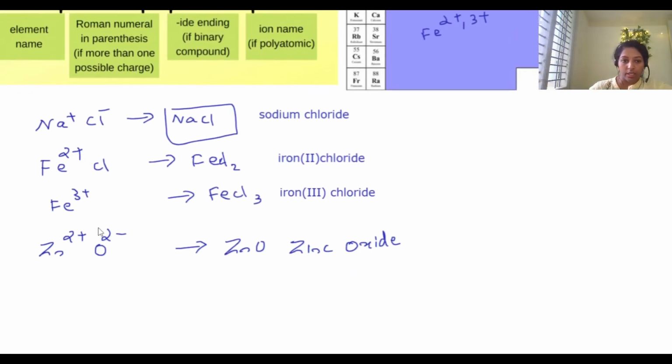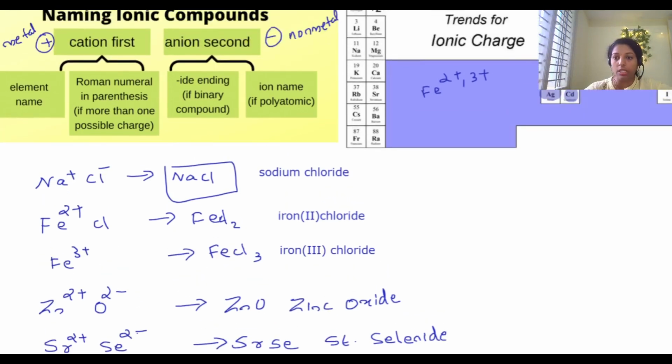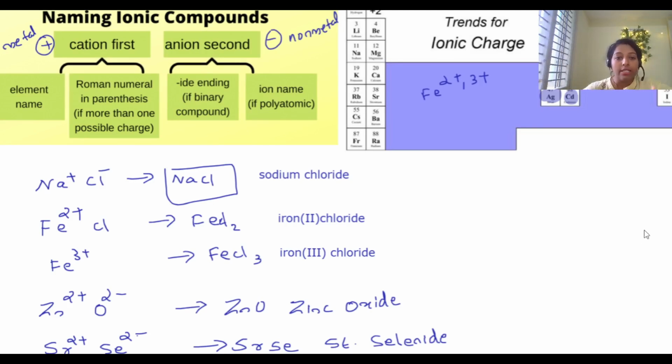Any other doubt? Suppose strontium and selenium. Strontium is 2 plus, and selenium is 2 minus, in the oxygen family. So the formula is SrSe, and that is strontium selenide. The first element has no change, and the second element takes -ide. That's how we write the ionic compound name.